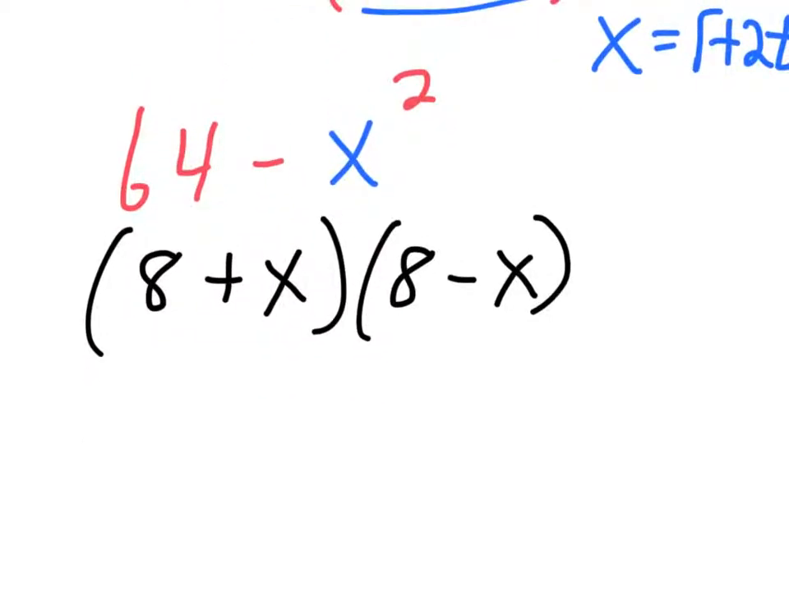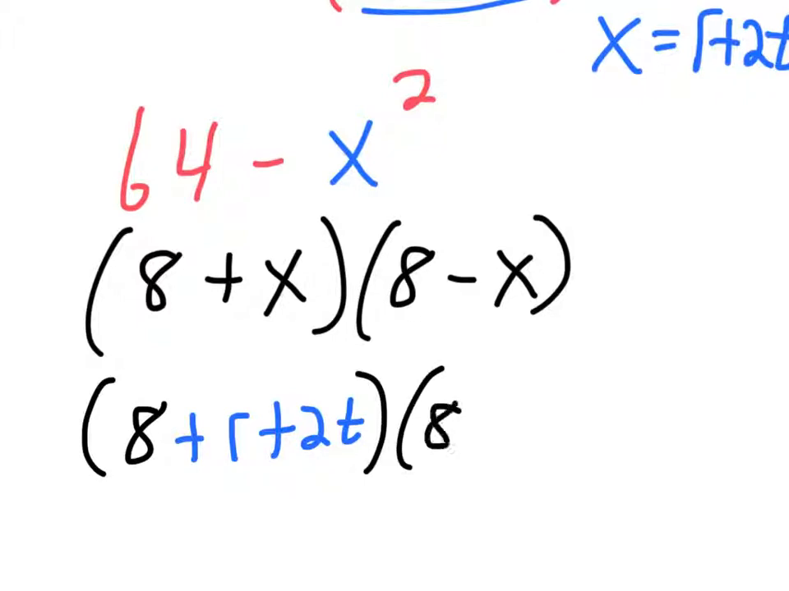X wasn't what we started with. X was R plus 2T. And then over here we had X was, again, R plus 2T. Oh, and I got to keep parentheses there. I almost made a big boo-boo. Whenever you resubstitute something, whenever you make any substitution in math, keep your parentheses there.